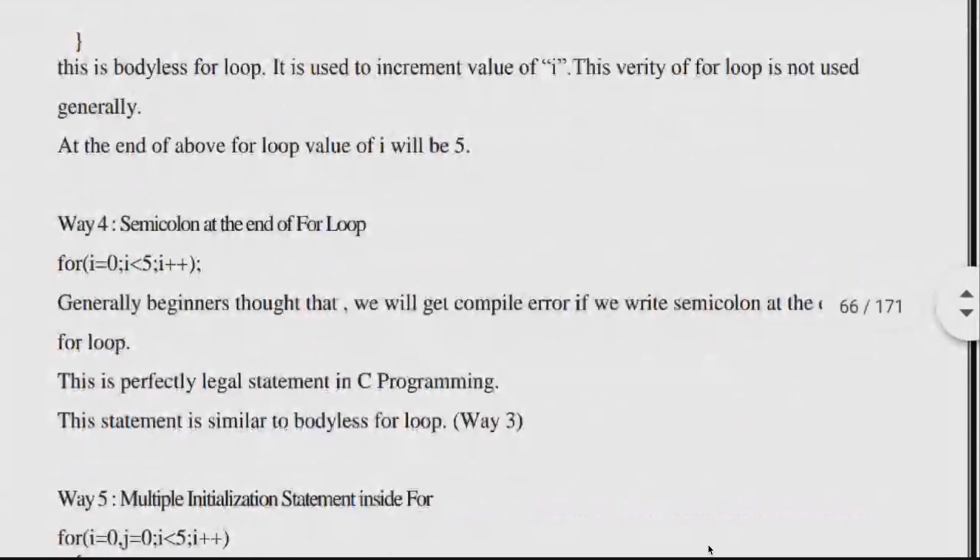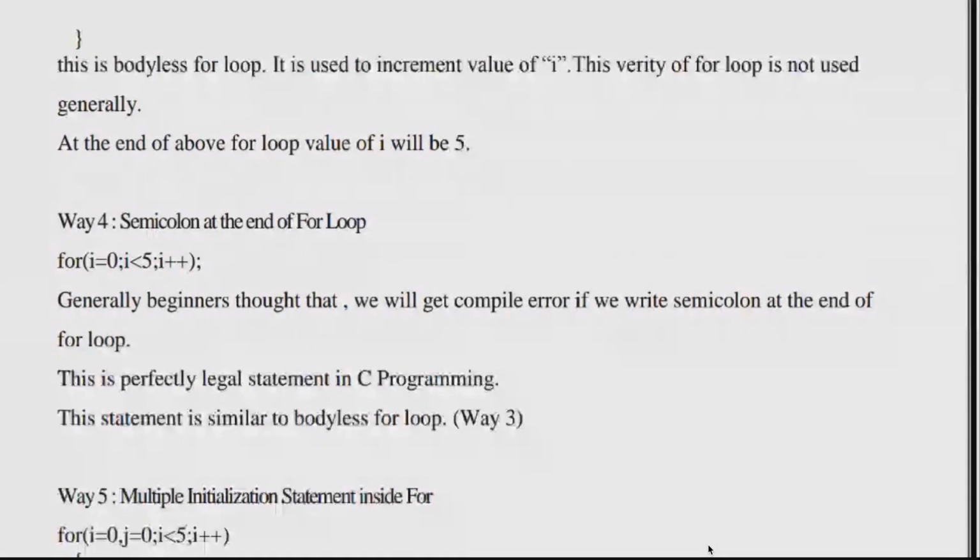Generally, beginners think that we will get a compile error if we write a semicolon at the end of the for loop, because until now we have not seen any semicolon in the three ways we have seen. Way 1, way 2, way 3. So we haven't used any semicolon for the for. But this is a perfectly legal statement in a C program. This statement is similar to a bodyless for loop. So when you write a semicolon, the statement is similar to a bodyless for loop. Are you following?